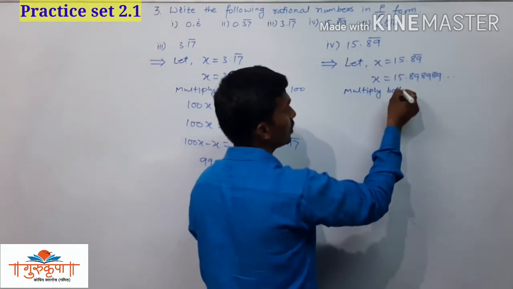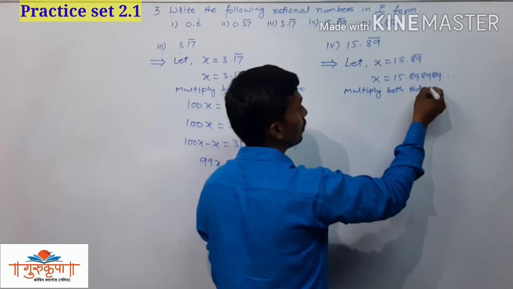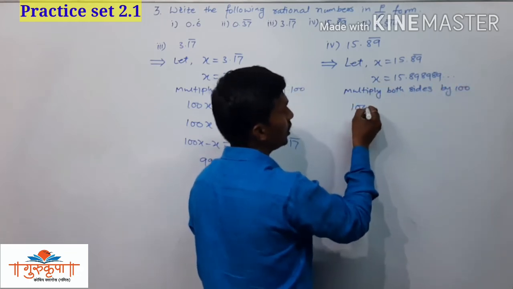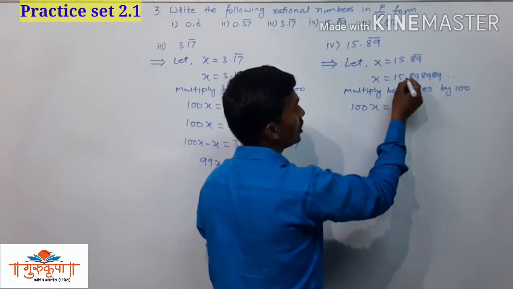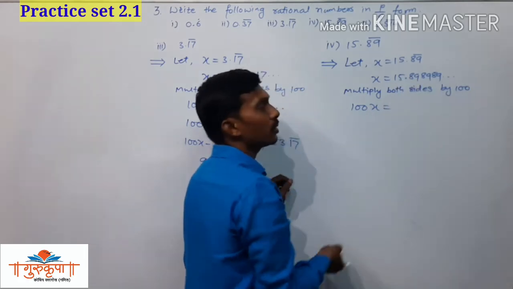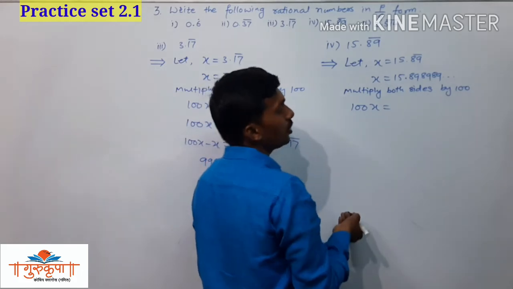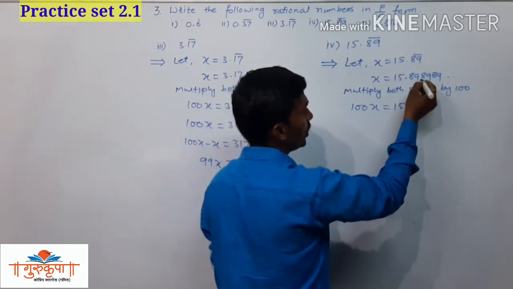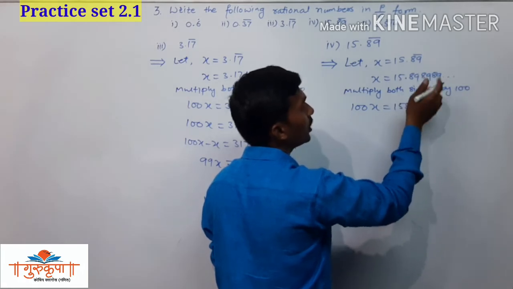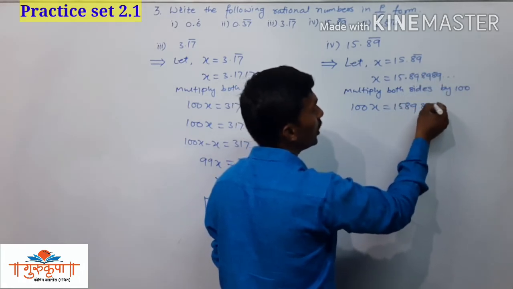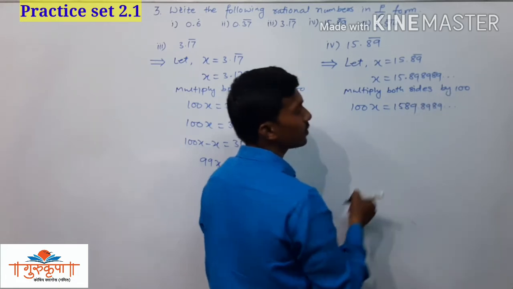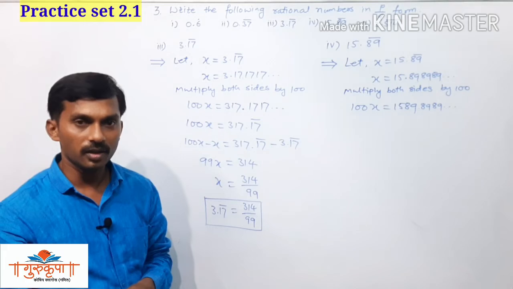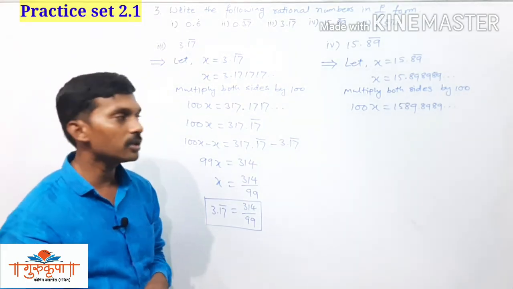Multiply both sides by 100. Since it is 100x, the decimal sign has to move forward by the 2 digits. So here we will get 1589.898989 and so on. Now we have to subtract x from both the sides in the third step.